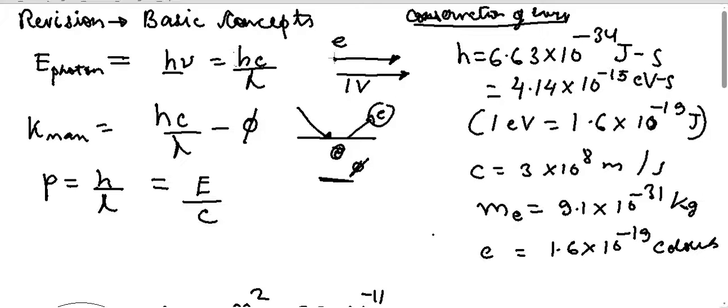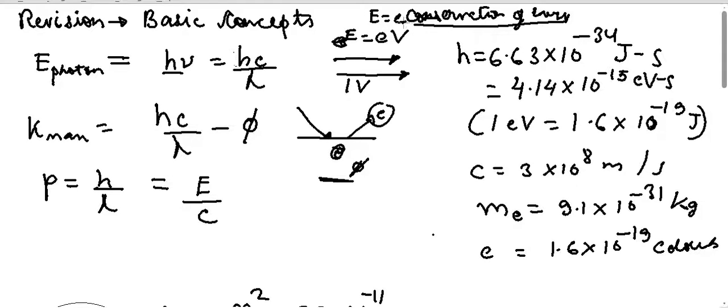But the energy gained by this electron will be equal to E times V. Correct. And if V is equal to 1, the definition of 1 eV, or electron volt, is the energy gained by an electron when it is accelerated through 1 volt. So the energy of the electron when it is accelerated by 1 volt. If the potential difference is 1, then the energy will be equal to E.